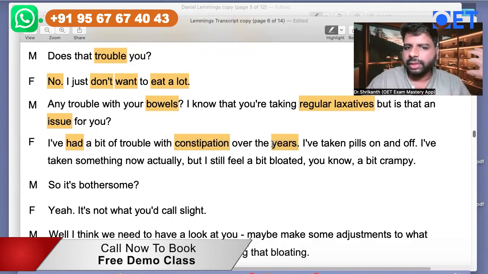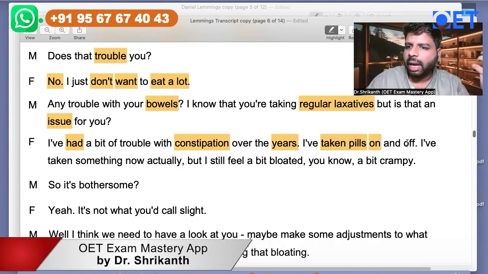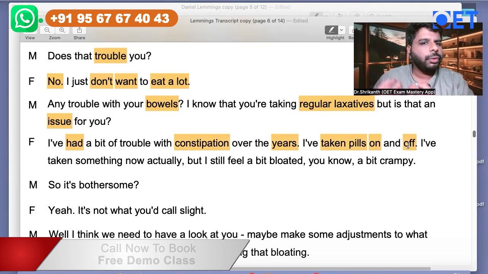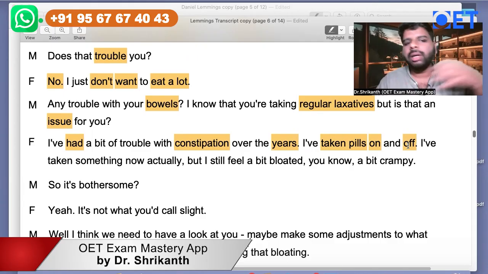That is, for a lot of years she has been suffering from constipation, and she's telling past tense. I have taken pills on and off. So here also we're a little bit confused, because our duty is to find what is the main concern right now, but the patient is talking about past tense. For so many years, she's been suffering from constipation. She has taken a lot of pills.